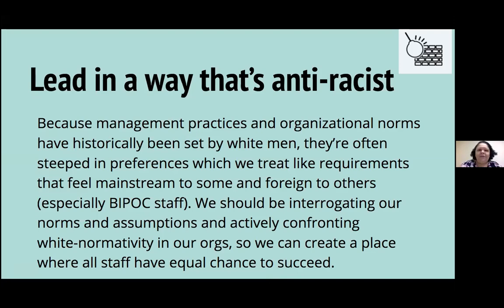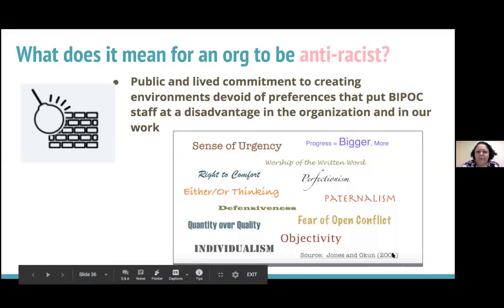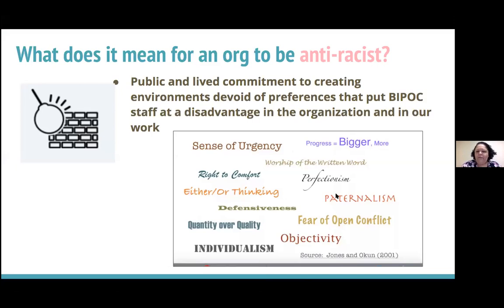And so as people managers, as organizational leaders, as senior staff members, we should be interrogating our own norms and assumptions and confronting white normativity in our orgs. When there are preferences we have that actually don't mean the work is being done better, it just means we're more comfortable. Anti-racism looks like disrupting those preferences. And I'm going to give you a few. So this comes from Jones and Okun. These are some cultural characteristics that are often criticized as being emblematic of how white supremacy shows up in organizations.